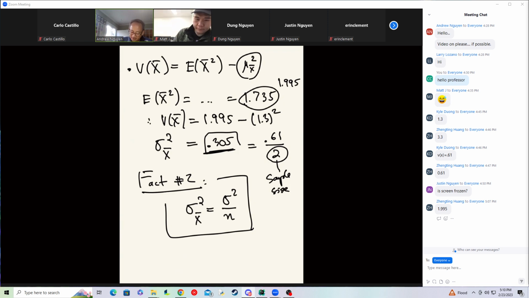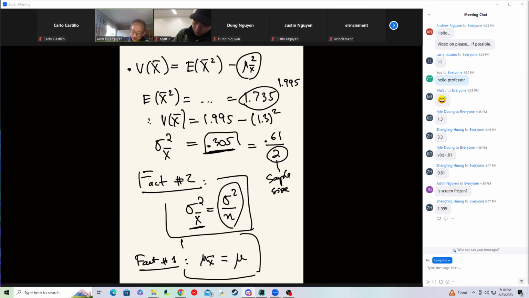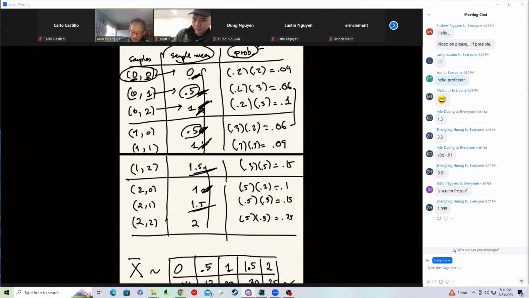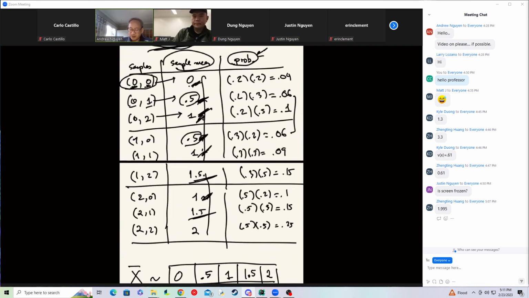There are 2 important facts, right? Fact number 1, the expected value of X bar is the same as the population mean. Fact number 2, the variance of X bar is the population variance divided by the sample size. Always true. These 2 are critically important properties of the sample mean. The sample mean fluctuates. The sample mean is not constant. Mu and sigma squared are constant, but the sample mean changes from sample to sample, correct?